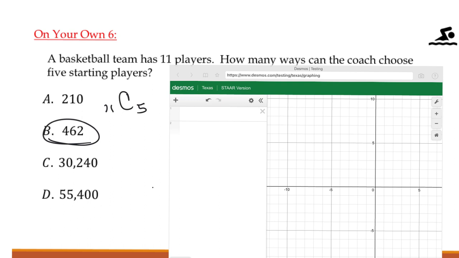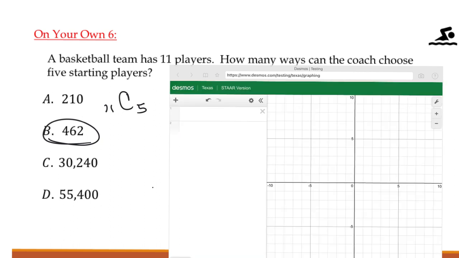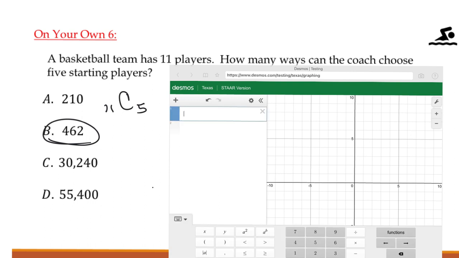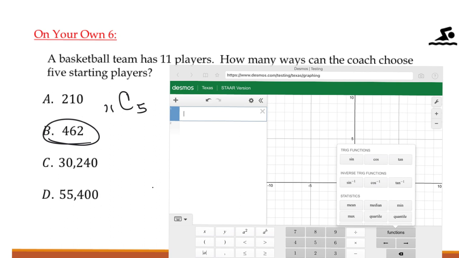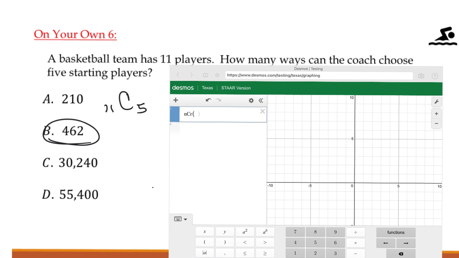Yes, you can use the formula for a combination: n factorial over r factorial times n minus r factorial. But we're just going to go through and look at it on Desmos. I'm going to go to functions, go all the way down to where I see nCr. I have 11 players, and out of those 11 players, I am choosing 5. So the answer is going to be 462 different ways that this coach can choose 5 starting players.